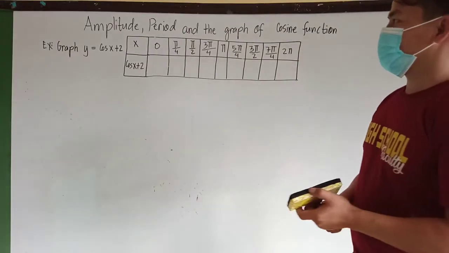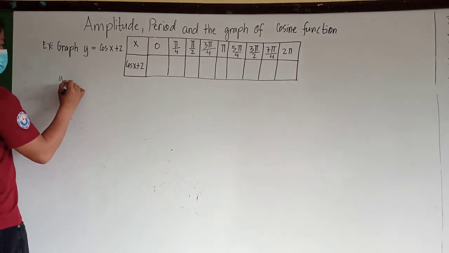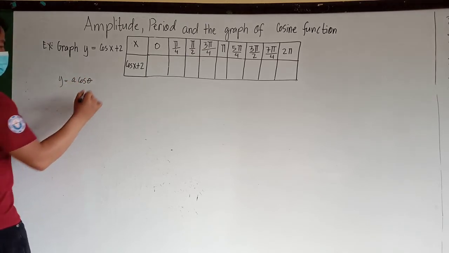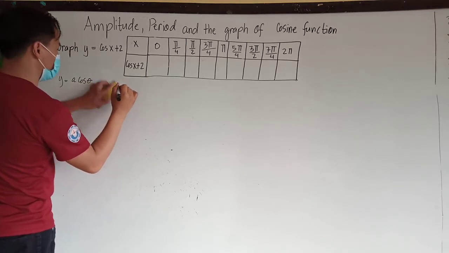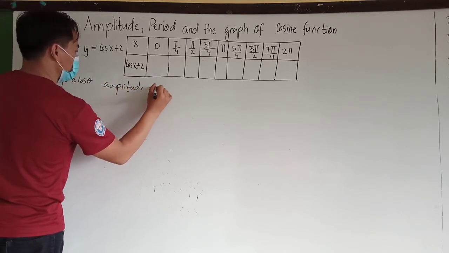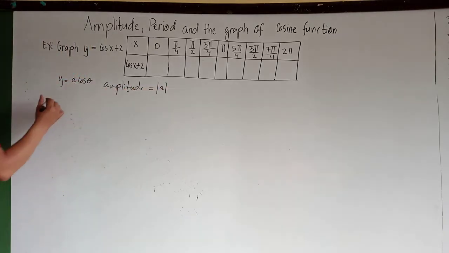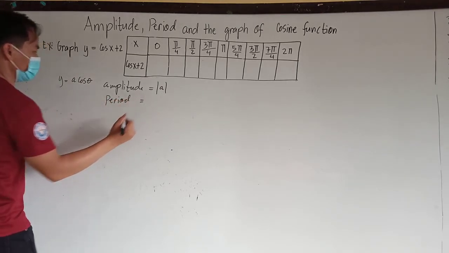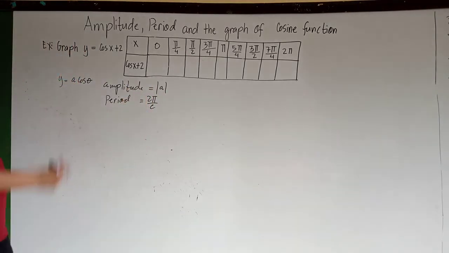So at this moment, we will talk about finding the amplitude, period, and graph of the cosine function. Talking about the amplitude, if we have a given function y = a cos theta, its amplitude is just equal to the absolute value of A. And for the period, it's just equal to 2 pi over C.